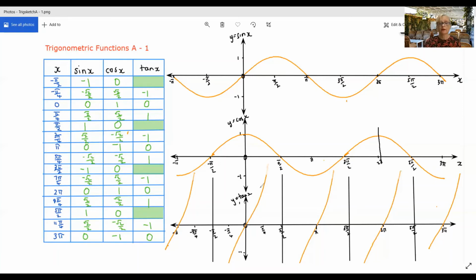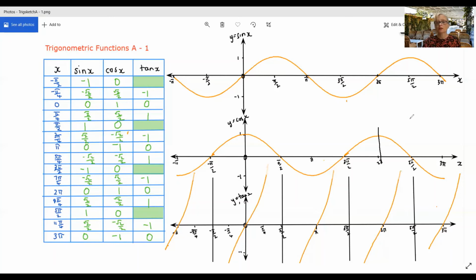Your tan function, well, it doesn't make sense to talk about an amplitude of tan because obviously it's tending towards positive infinity and negative infinity, but it does make sense to talk about the period. It is repeating itself every pi.